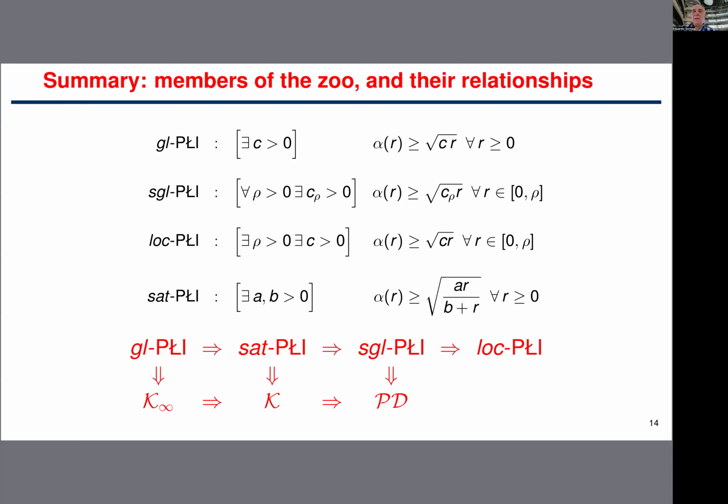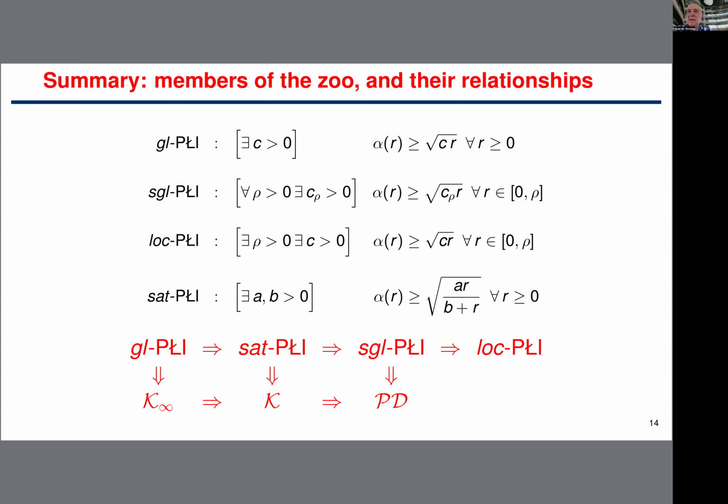And then we can think of the following general picture. We can talk about the global Polyak-Lojasiewicz inequality. We can talk about the semi-global Polyak-Lojasiewicz inequality. If we want, we can talk about the local Polyak-Lojasiewicz inequality, where we only ask the semi-global thing to hold in one specific compact, and this saturated PLI condition that I just defined.